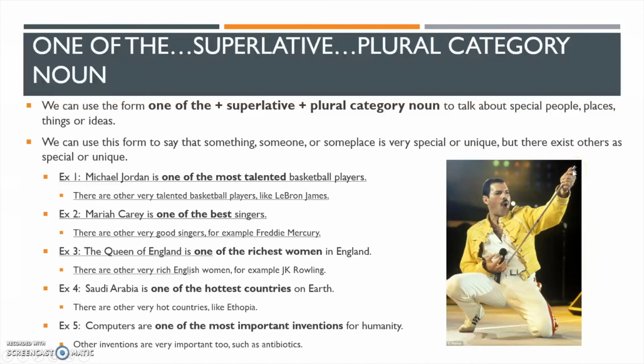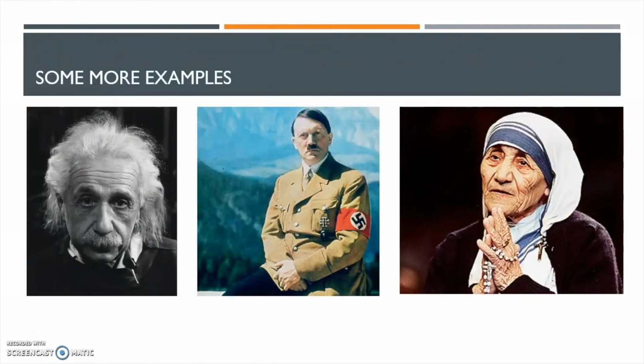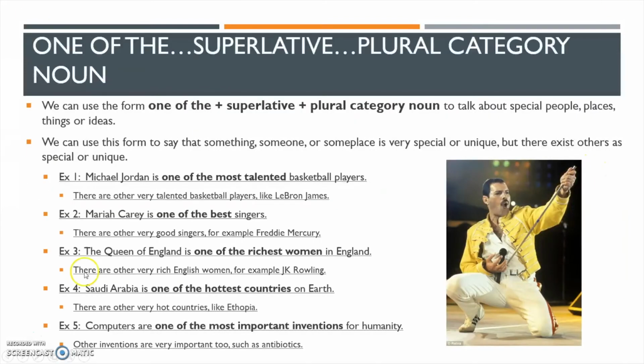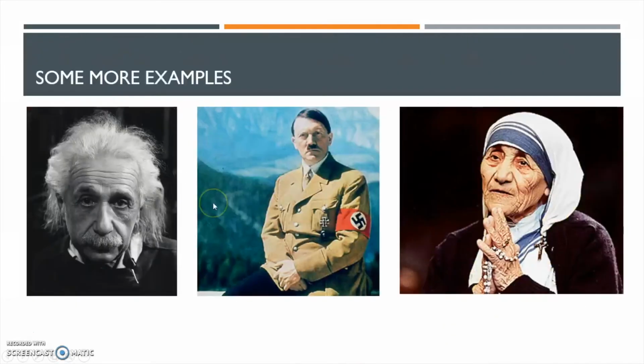Okay, Queen of England is one of the richest women in England. Saudi Arabia is one of the hottest countries on earth. Computers are one of the most important inventions for humanity. So pause your video and try to write one of a sentence like this. Okay? For these three people.